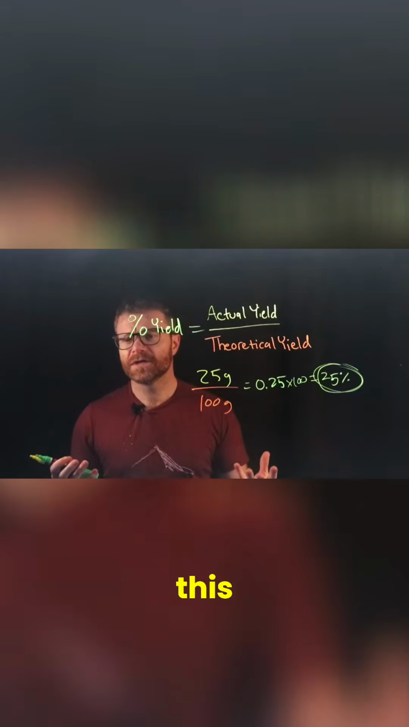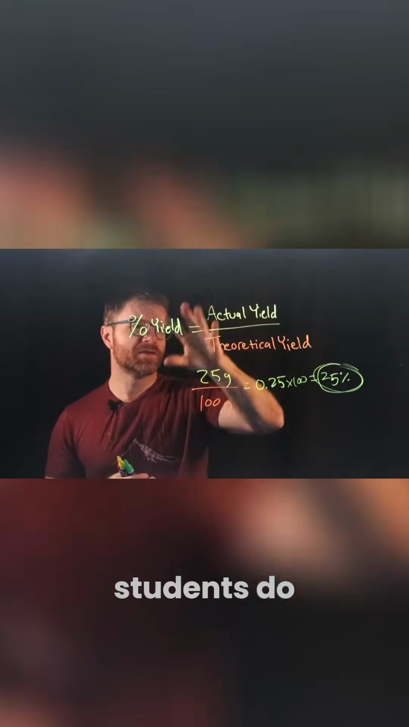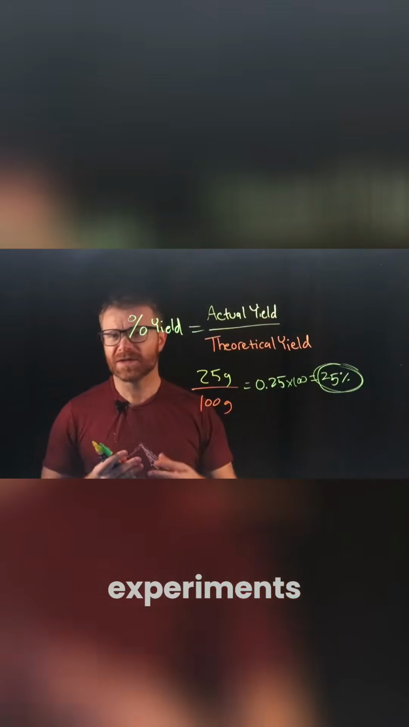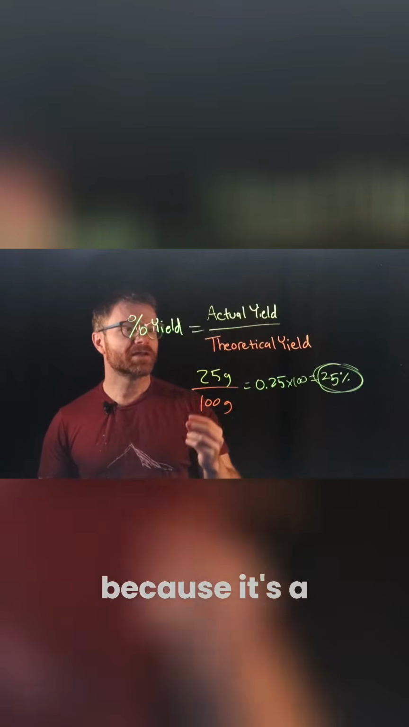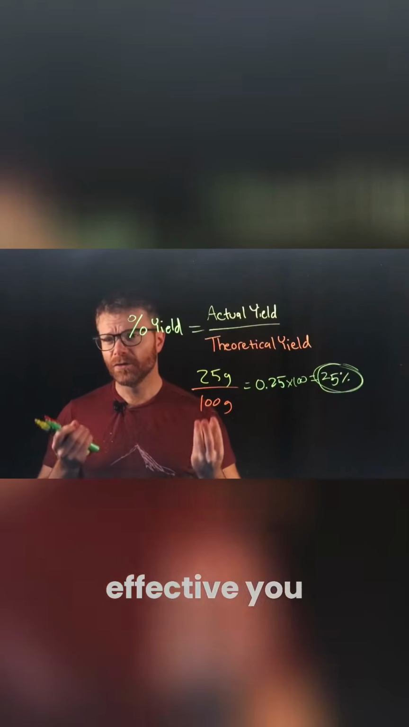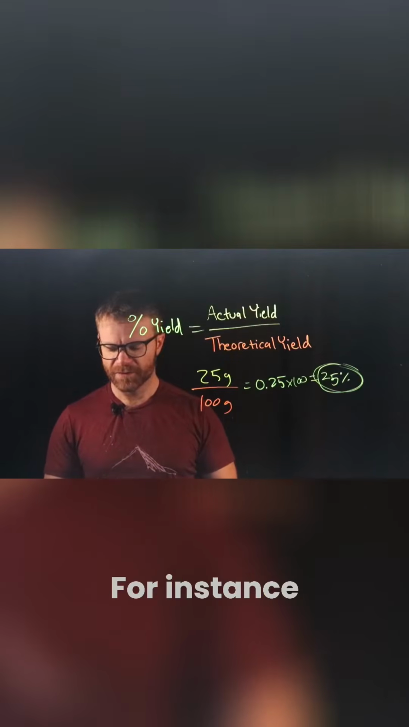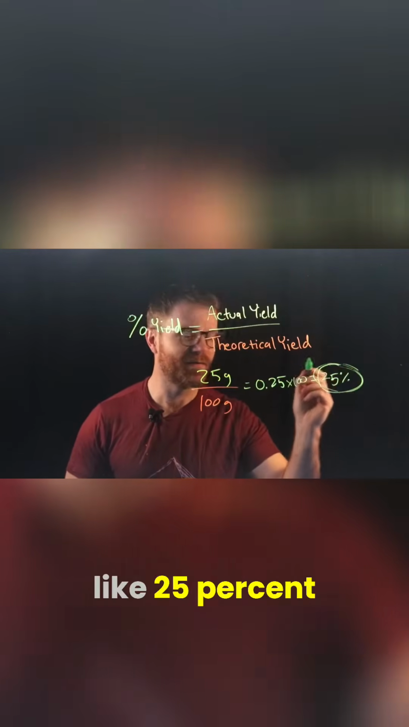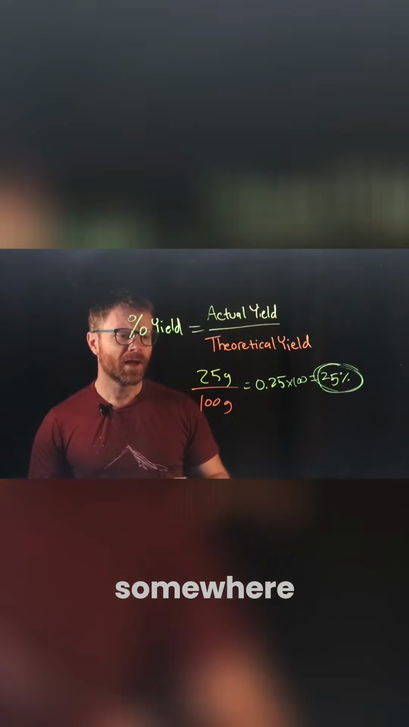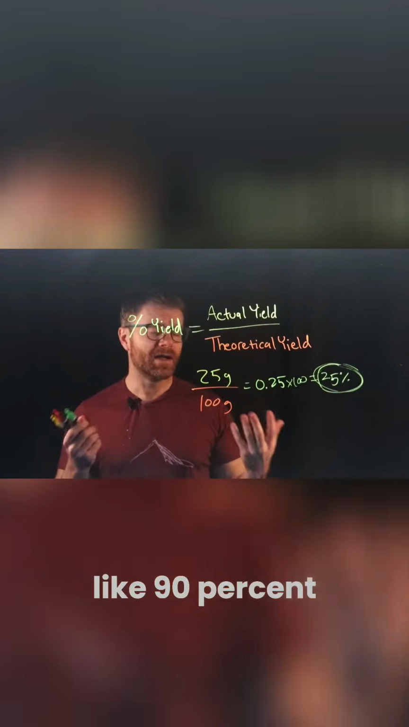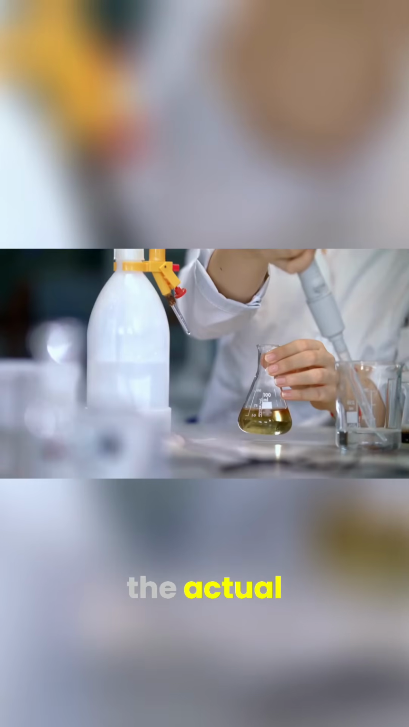Now, why would we do this calculation? Well, I usually have my students do something like this after experiments, especially experiments where we predict what we're going to get as a product, because it's a great way of measuring how effective you were in the laboratory. For instance, if you got a really low number, like 25%, that means you probably messed up pretty bigly somewhere. If you got something like 90%, 95%, that's really close to the actual number.